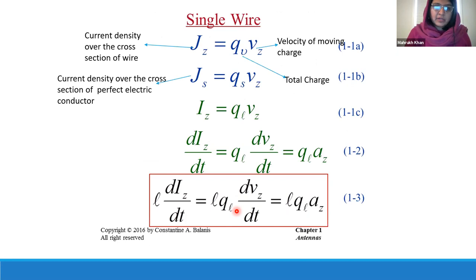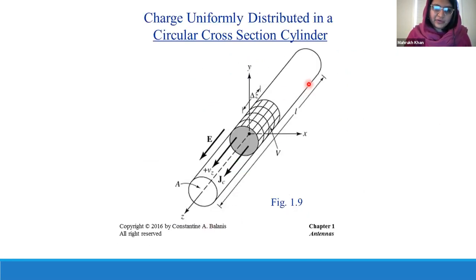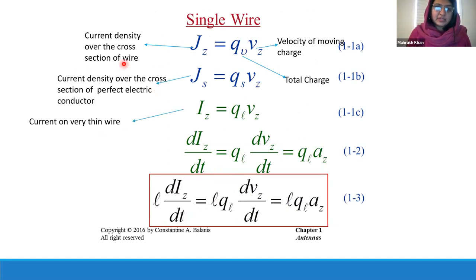Similarly, if this is a perfect electric conductor, normally in a perfect electric conductor there is charge only on the surface, okay? In that case, this is the current density over the cross section or the surface of the electric conductor. Similarly, this will be the charge on the surface, and this is the velocity in the Z direction. Now, if we assume this is a very, very thin conductor, then instead of Jz we can write that the current is flowing on a very thin wire. We can also assume it's so thin that you don't have to consider volume charge or surface charge, but you consider a line charge. Then your current is equal to the charge multiplied by its velocity.